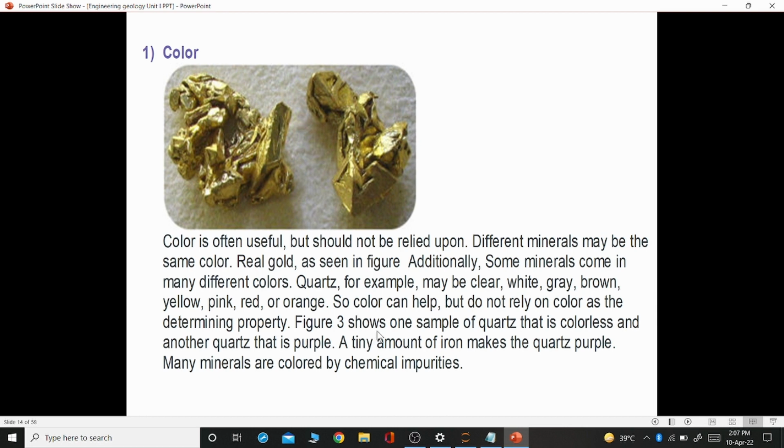The figure above shows one sample of quartz that is colorless and the other quartz is purple. A tiny amount of iron makes the quartz purple. So many minerals have color due to chemical impurities. So color is caused by impurities in the mineral.